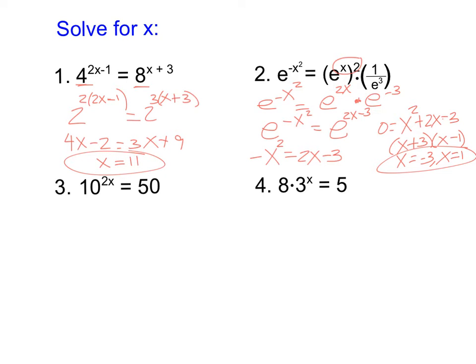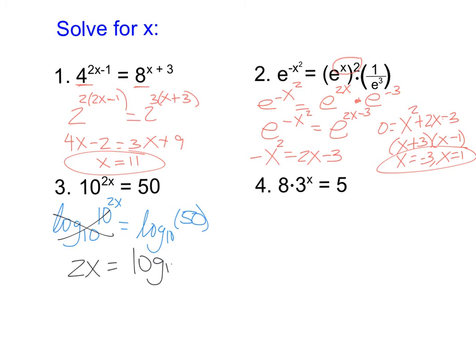All right, these are the more complicated ones. There's a couple ways to do these. If we want a decimal answer, you could just use log or ln. I use ln a lot. This one actually, we could do log base 10. Because if you do log base 10 of 10 to the 2x equals log base 10 of 50, log base 10 of 10 cancels out, so this goes away, and you're just left with 2x equals log base 10 of 50, and divide by 2.